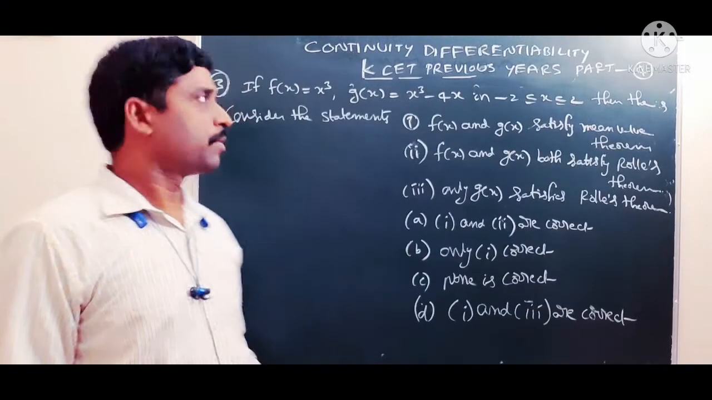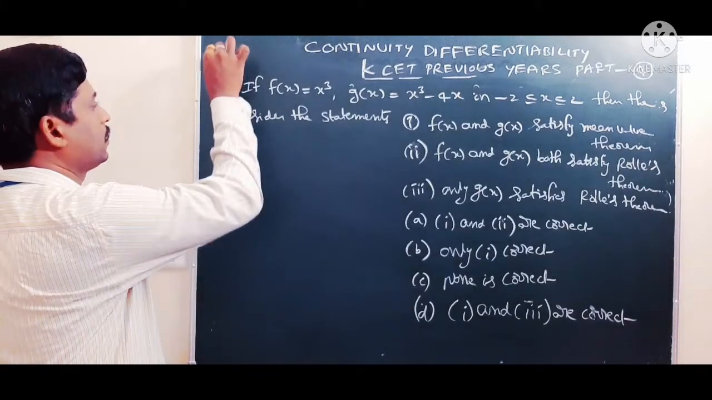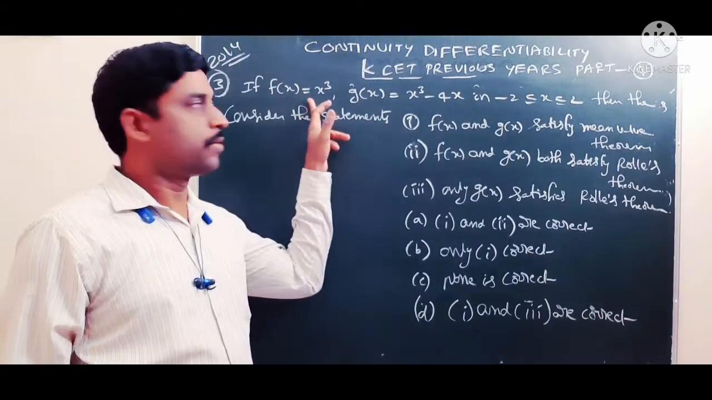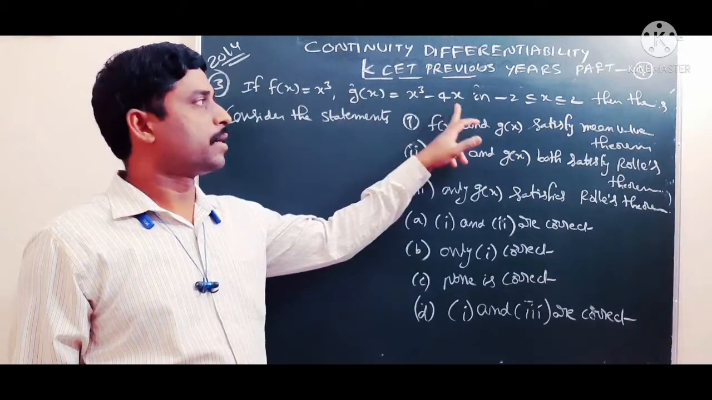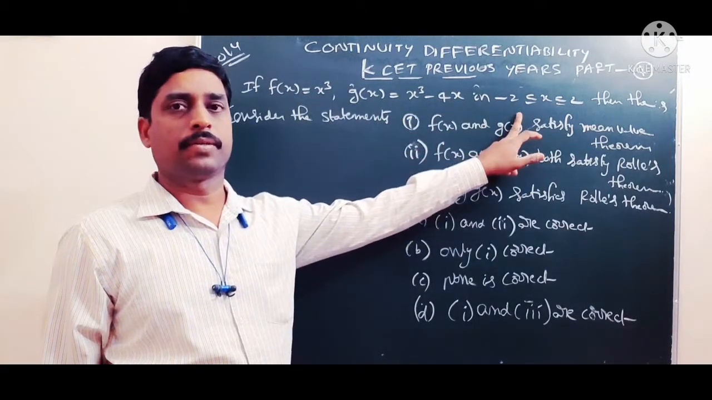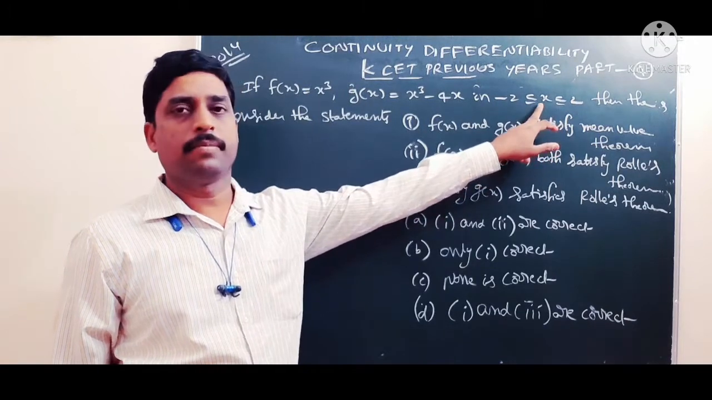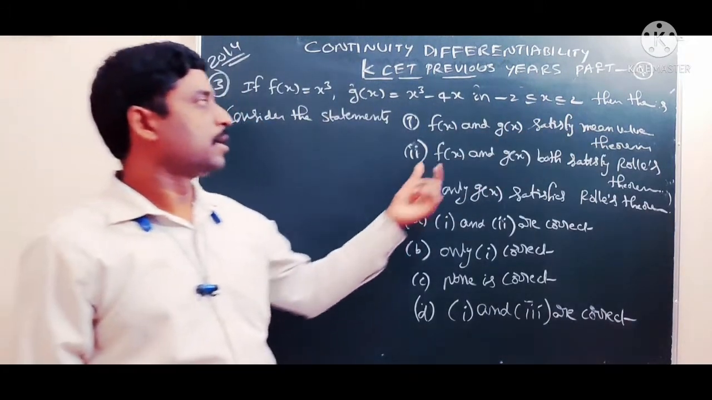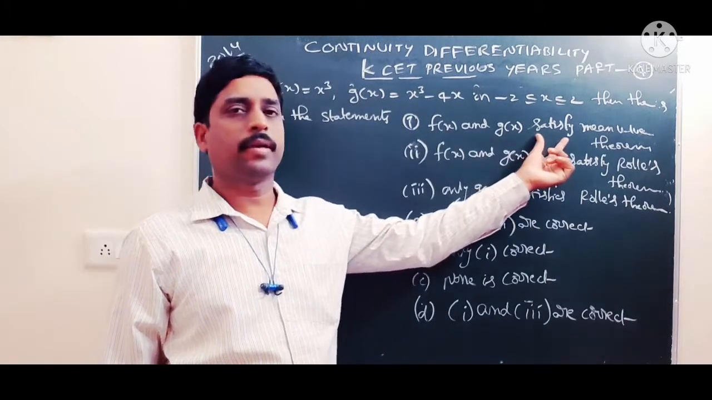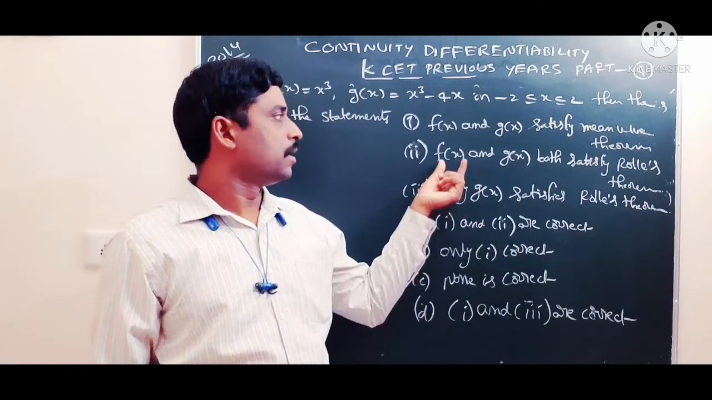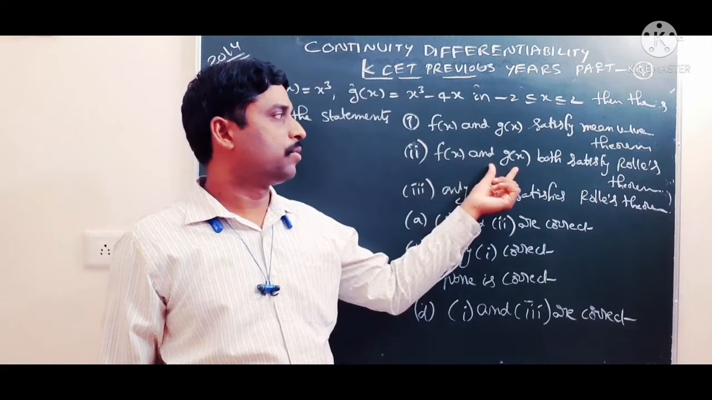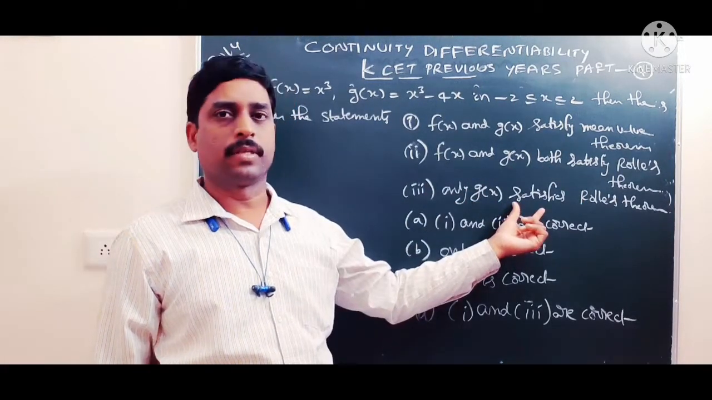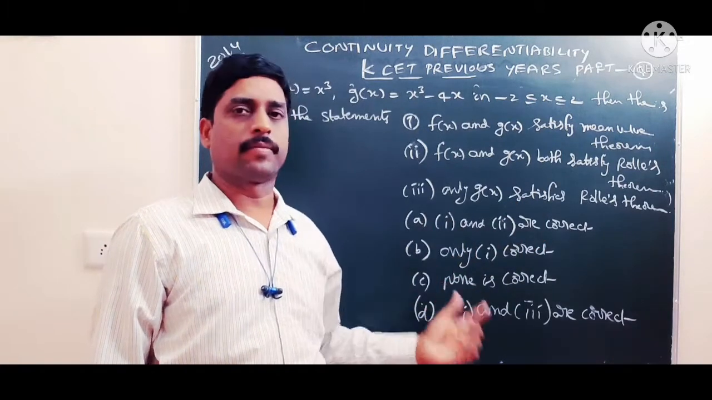Let us go to the next problem. This is from 2014. If f of x is equal to x cube, g of x equal to x cube minus 4x in the interval minus 2 to plus 2, where x lies between minus 2 and plus 2, then consider the statements. First, f of x and g of x satisfy the mean value theorem. Second, f of x and g of x both satisfy Rolle's theorem. Third, only g of x satisfies Rolle's theorem. So 4 options are given.